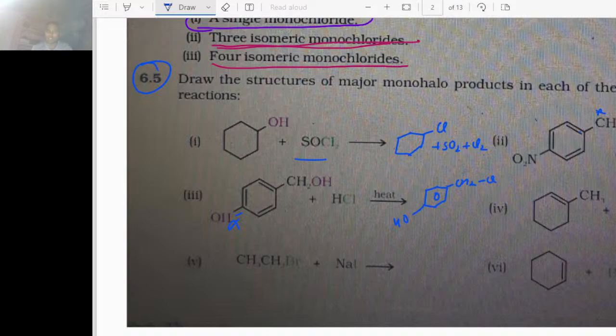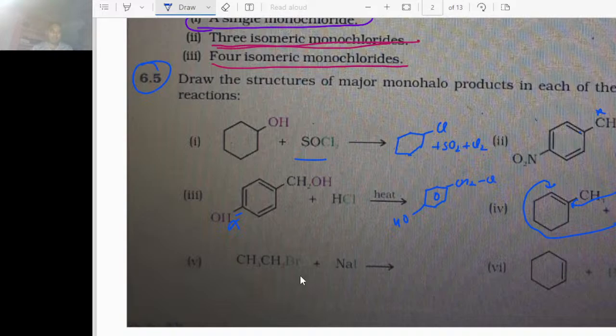Now come to this one, HI. This will give the addition reaction according to Markovnikov's rule. So I will go here and H is going to be on this position, because Markovnikov's rule says the negative part of the reagent will add on the carbon which has fewer hydrogens. So this is the hydrogen, and here it will be the iodine. So this is our required answer.